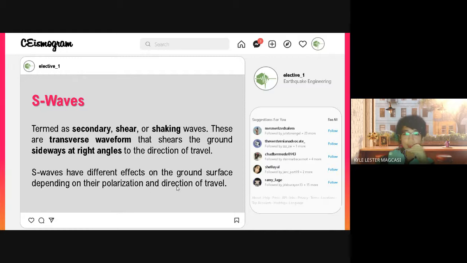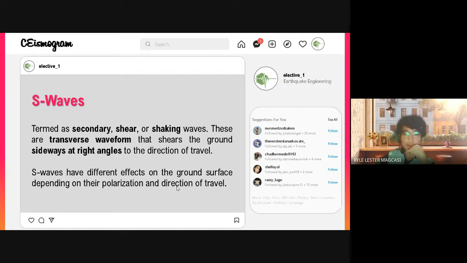Ang S-wave ay mayroong iba't ibang epekto sa ibabaw ng kalupaan depending on their polarization and direction of travel. Ang horizontally polarized S-waves ay gagalawin ang lupa from side to side, left and right, relative sa direction na ginagalaw nila. Ang vertically polarized S-wave naman ay igagalaw ang lupa pataas at pababa relative sa direction na ginagalaw nila.